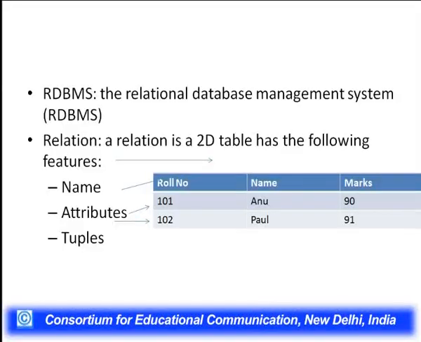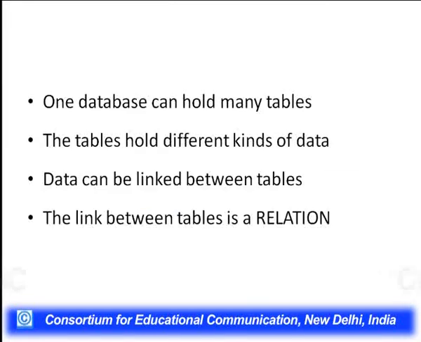So, we can see that in an RDBMS we have its own terminology. The columns are known as the attributes, and the rows are known as the tuples. So, this is a relational database terminology where we will call columns as the attributes or fields and rows are known as records or tuples.